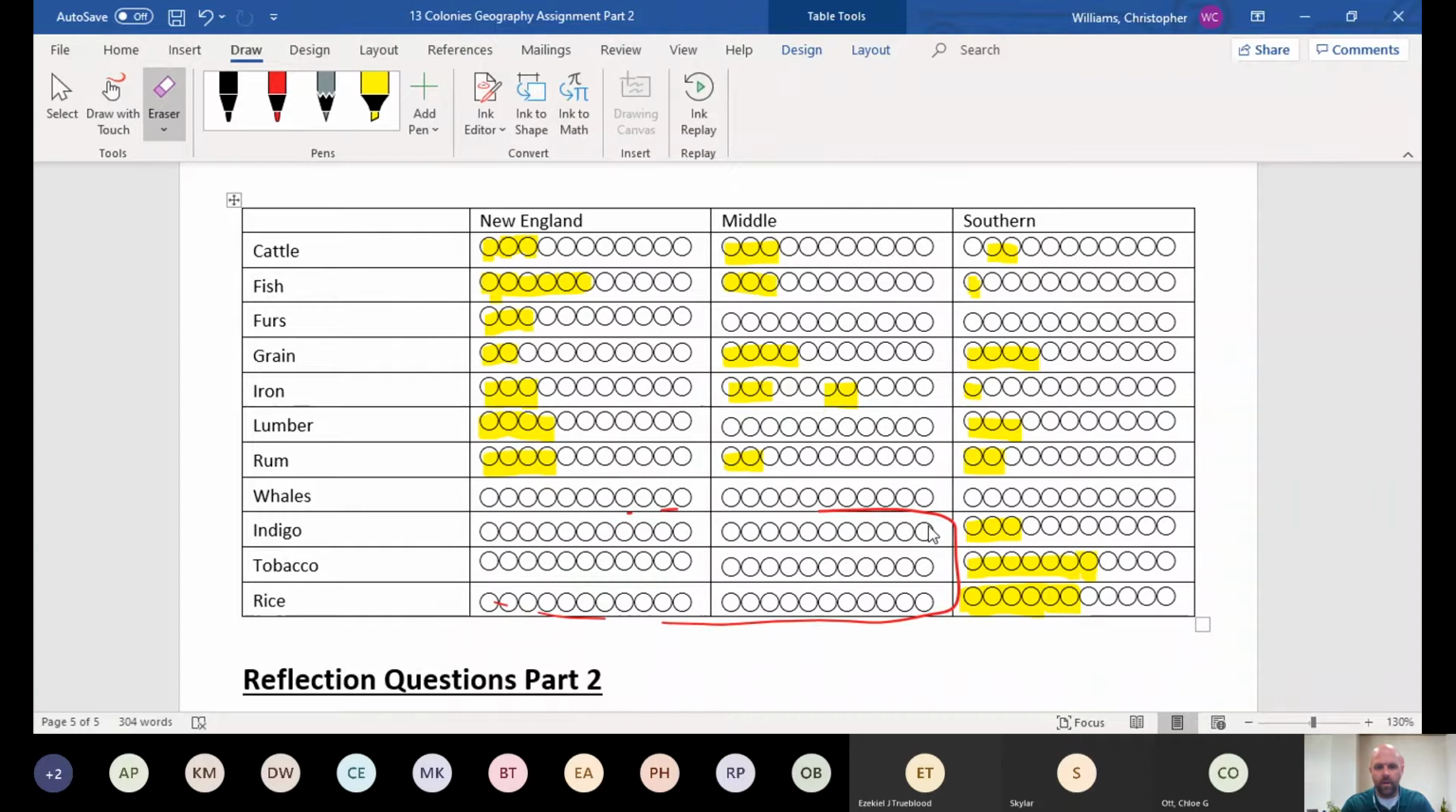Trying to get my line erased here. Oh, I erased my dots too. Oh, well, it's all right.